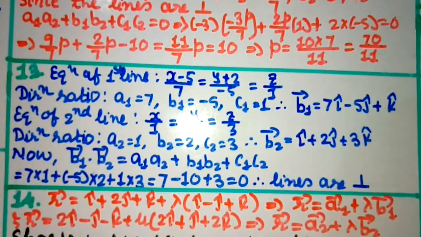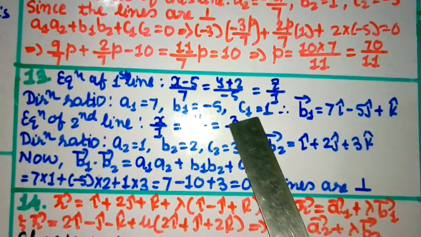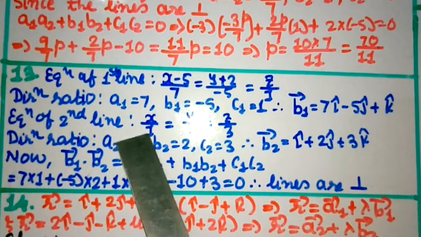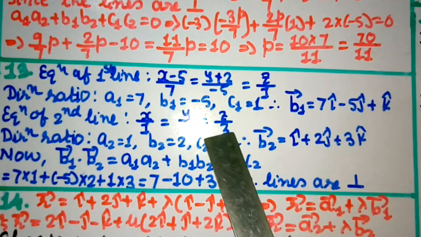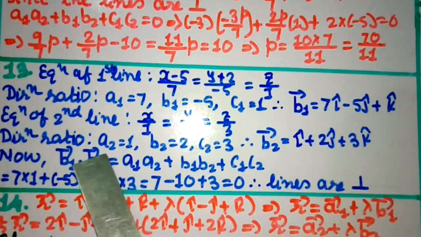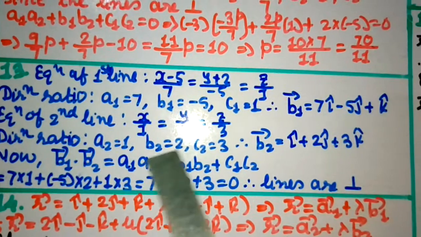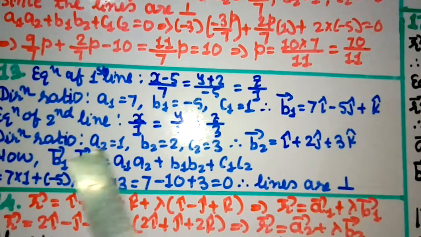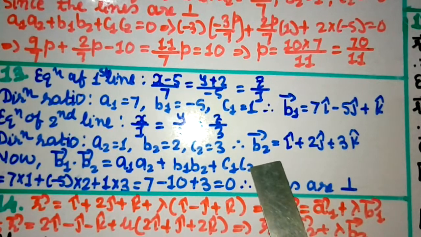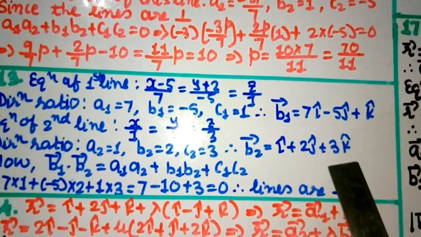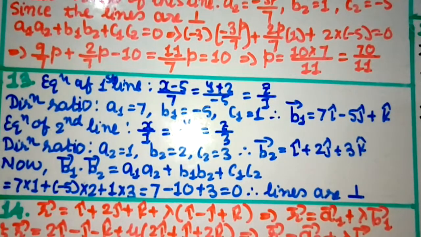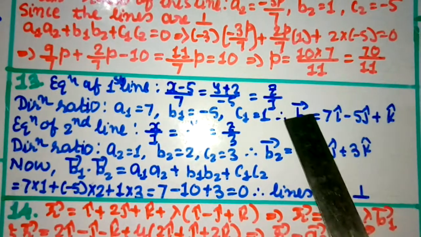Equation of the second line is x by 1 equal to y by 2 equal to z by 3. So these are the direction ratios, that is a2, b2, c2. So a2 is equal to 1, b2 equal to 2 and c2 equal to 3. This can be written in vector form as vector b2 equal to i cap plus 2j cap plus 3k cap. Now we shall check b1 dot b2, the dot product of these two.